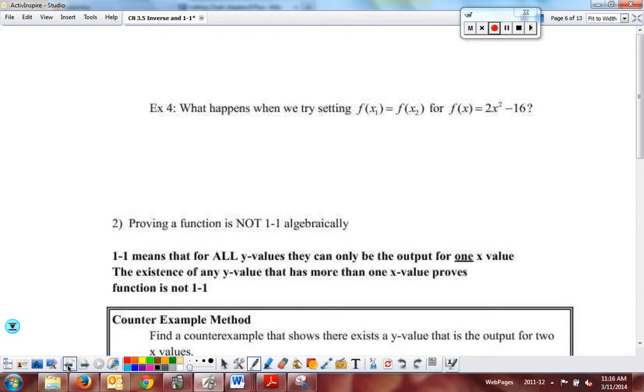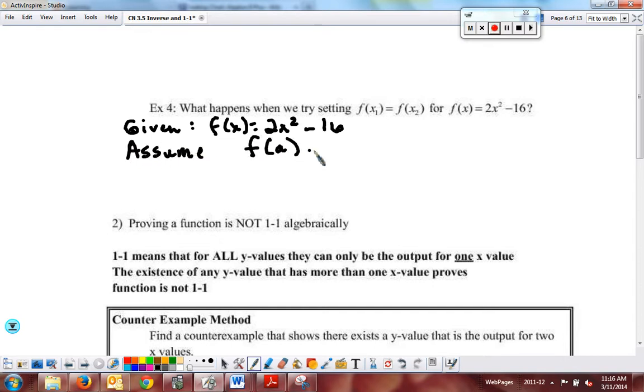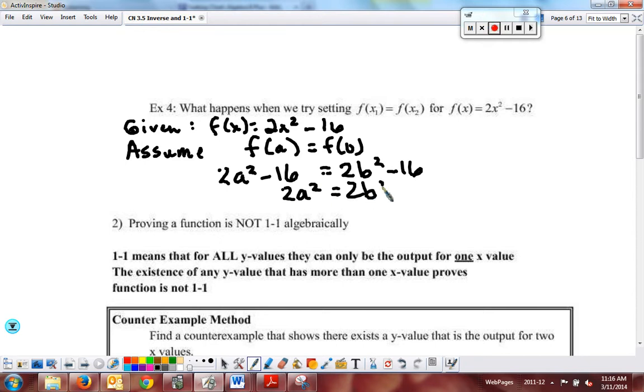What happens if I try to prove it's 1 to 1? Maybe I don't know what a parabola looks like, and I'm just plugging and chugging, following the steps. So if I was given f of x equal to 2x squared minus 16, and then I assume f of a equals f of b, I'm going to start out the same way. What's f of a? 2a squared minus 16, 2b squared minus 16. It's all the same. I add 16. 2a squared equals 2b squared. I divide by 2. I get a squared equals b squared.